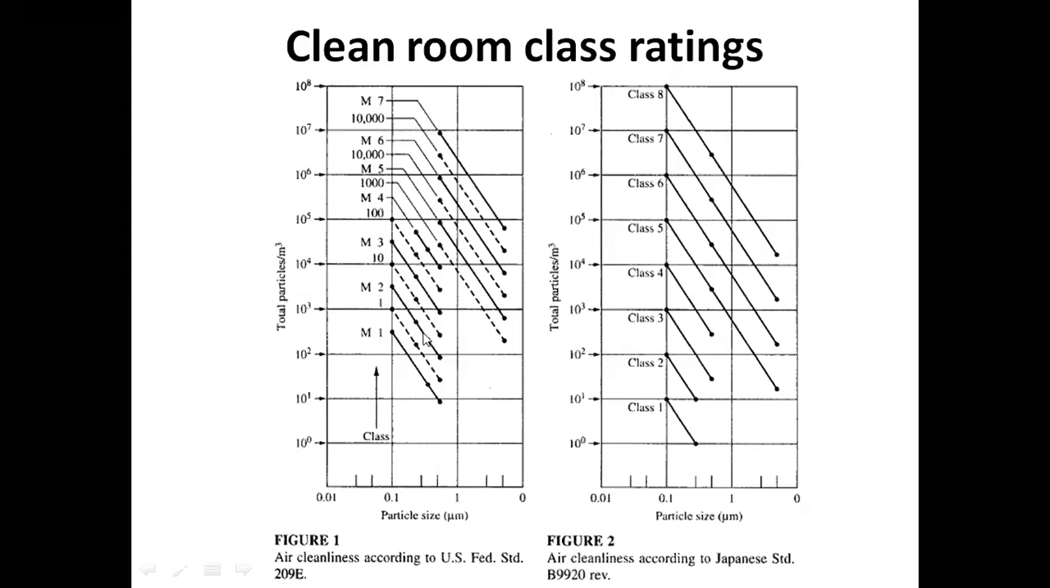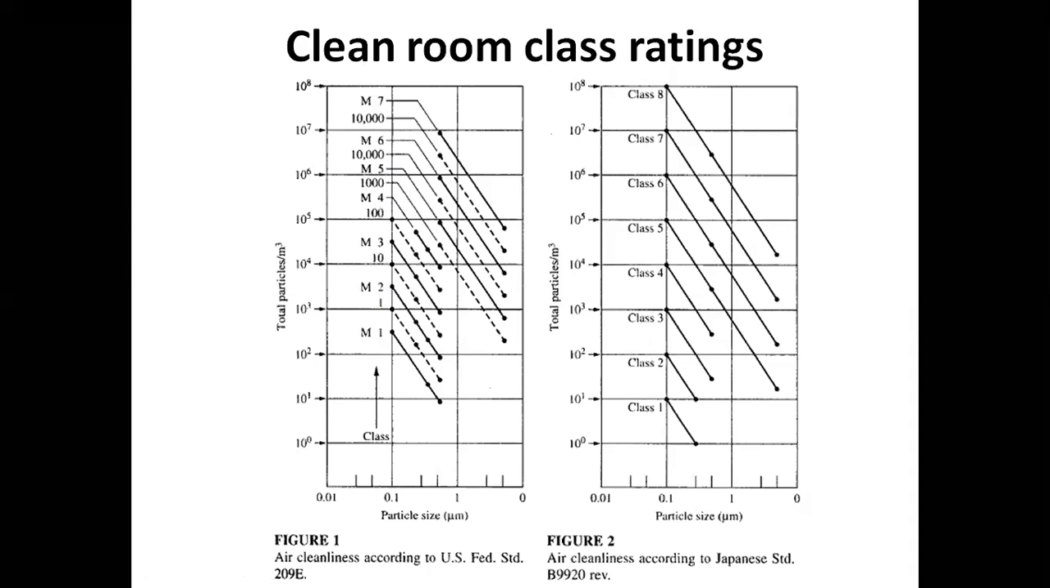B9920 device. So here along the vertical axis you see the total particles per cubic meter. The number of total particles in cubic meter space, and this is the class. Japanese use class 1, class 2, class 3, class 4, class 5, class 6, 7, and American is M1, M2, M3, M4, and 6 and 7. So they use this terminology.